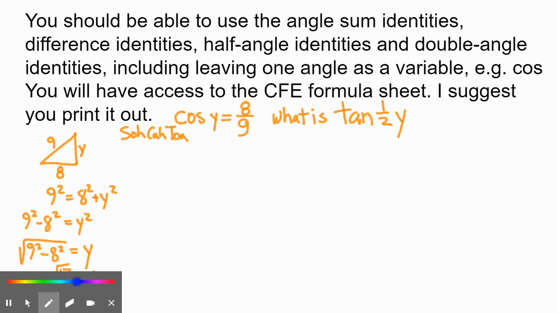All right, so I did actually just violate one of my own rules, didn't I? I didn't write out what we were looking for, but I knew because it was asking about tangent that we were going to have to, well, actually I didn't know. So let's look at the formula sheet. Maybe I didn't need to do anything, but I'm pretty sure I did. So let's write it out. What is tangent of 1/2 y? So that's going to be one of these half angle identities.